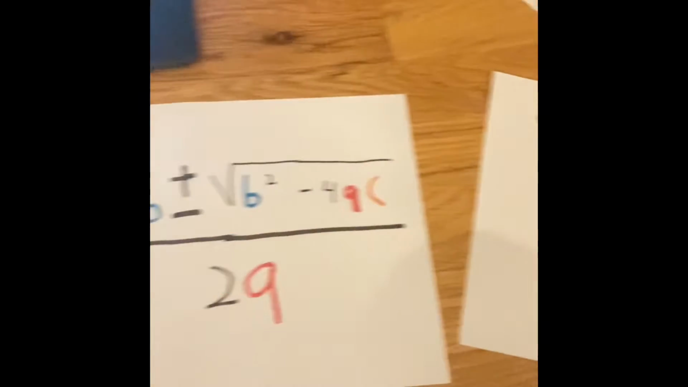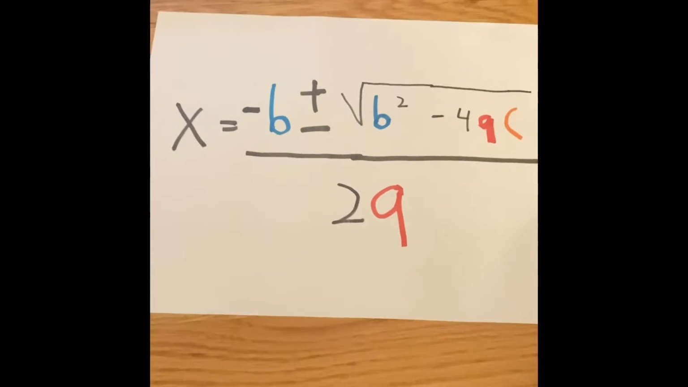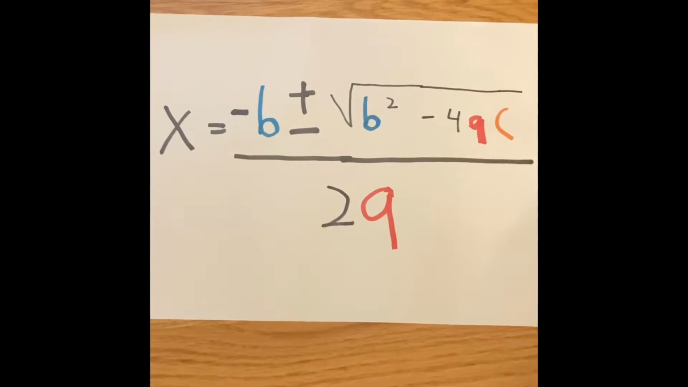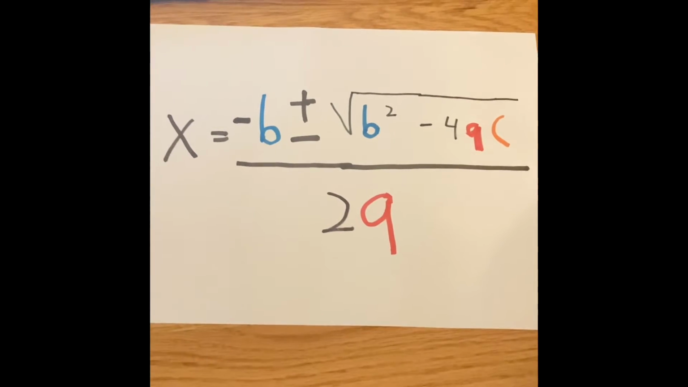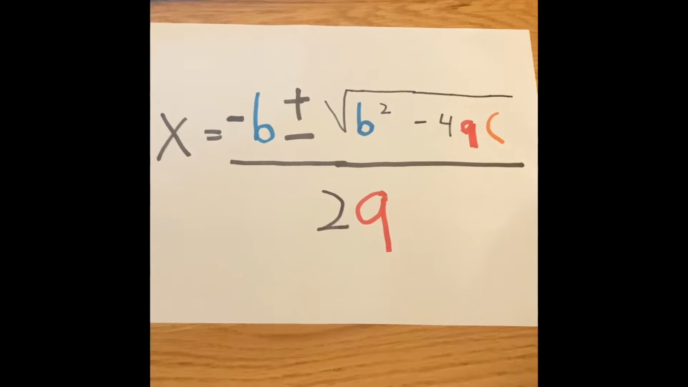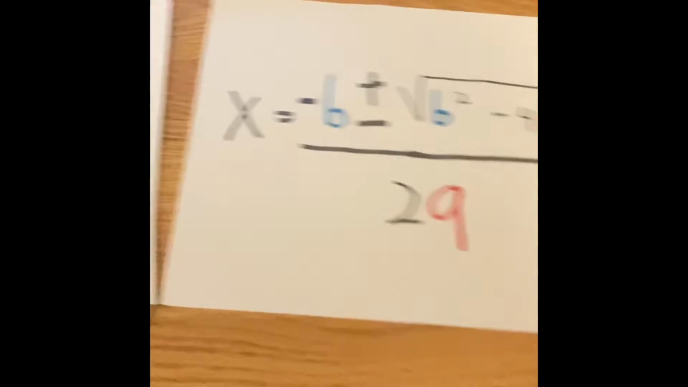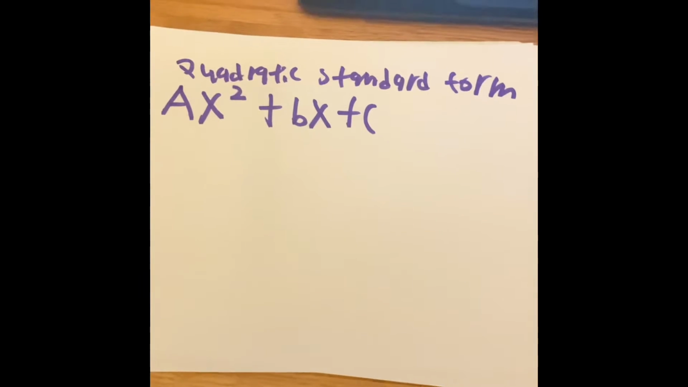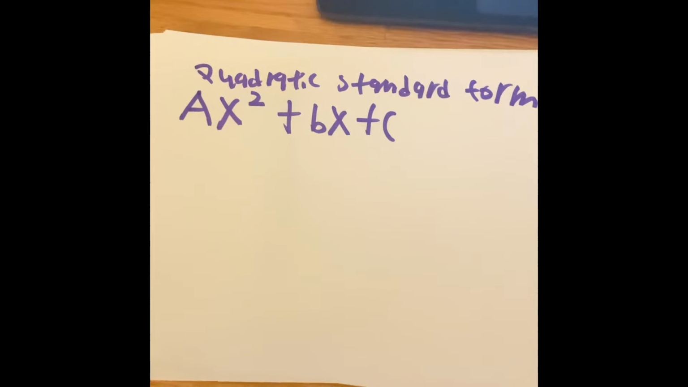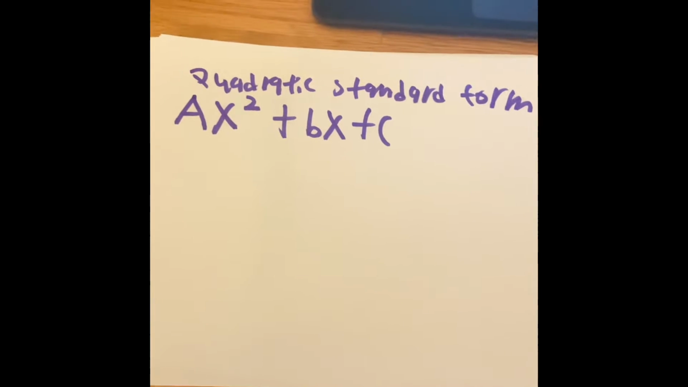From the previous videos, we've been learning that the quadratic formula is x equals negative b plus or minus the square root of b squared minus 4ac, divided by 2a. And we also learned that the quadratic standard form has an a variable, a b variable, and a c variable.